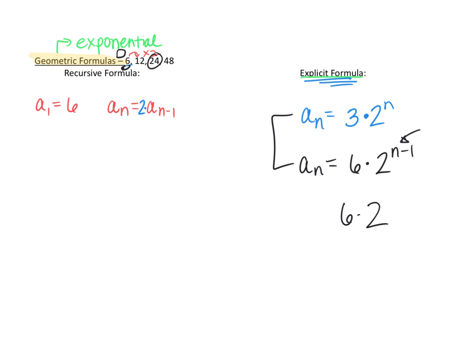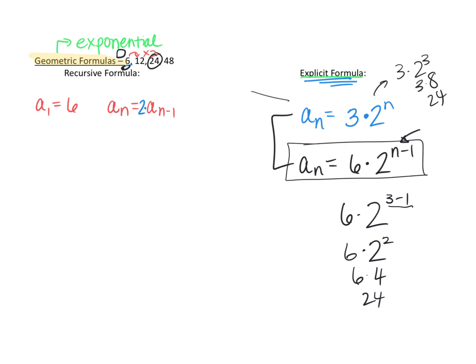I do 6 times 2 to that's the third term, so I'll put 3 minus 1. Well, 3 minus 1 is 2. So if I do 2 squared times 6, well, that's 4 times 6 is 24. So when I tried to get the third term, it worked. And again, if I try to do this up here, 3 times 2 cubed, 8 times 3 also gives me 24. This is the correct rule for a sequence, but this one I think is easier to remember and find. So I will take either of those when we're doing problems.